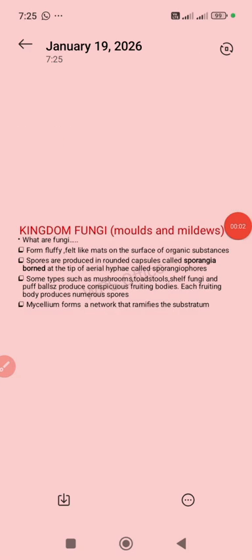Kingdom fungi. Fungi includes molds and mildews, as we are seeing there. Now let us talk about what these molds and mildews are. They form fluffy, felt-like mats on the surface of organic substances such as decaying food, soil, and leather.